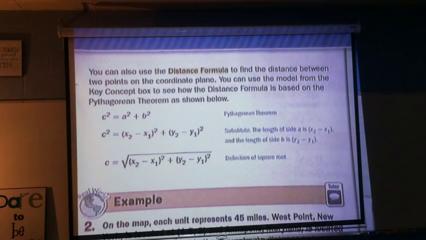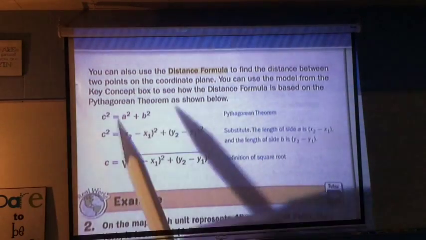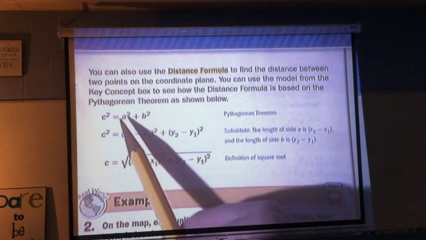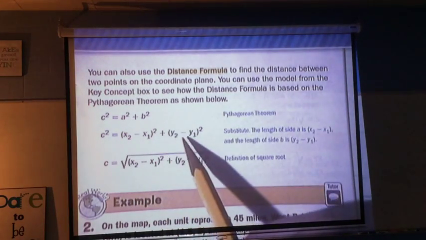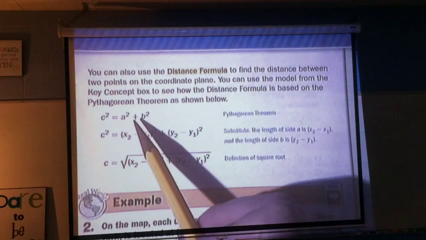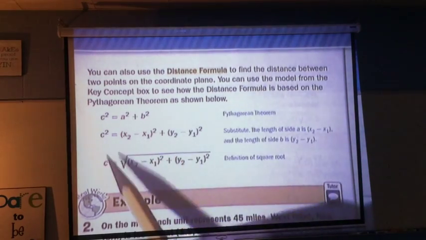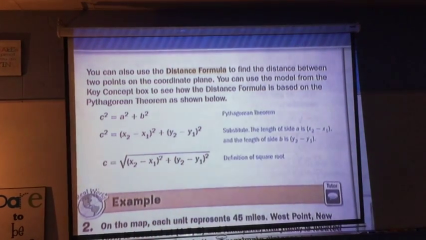This is explained once again at the top of page 433. They take the Pythagorean theorem and they show you that the difference in your x values is really a, the difference in your y values is really b. You're squaring both of them still, and then taking the square root to undo the c squared.